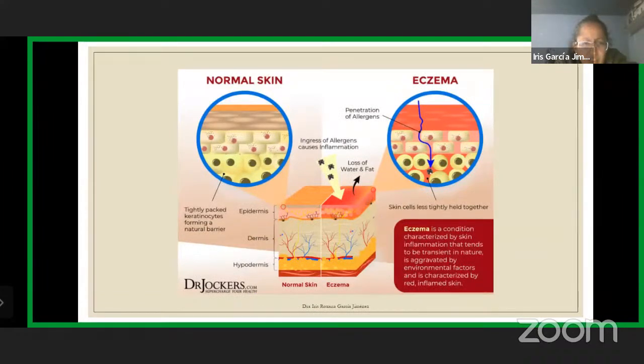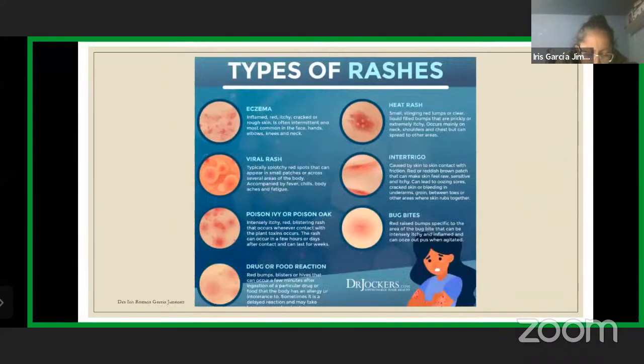Well, we have here another information slide that is showing us the normal skin. In the picture, everything is organized, and with the eczema, we have the penetration of allergens and then how it's changing. Just as information, again, to consider vocabulary and the way of expression on this.